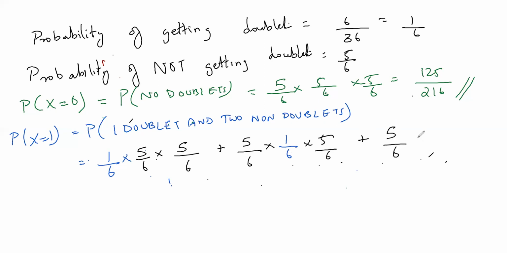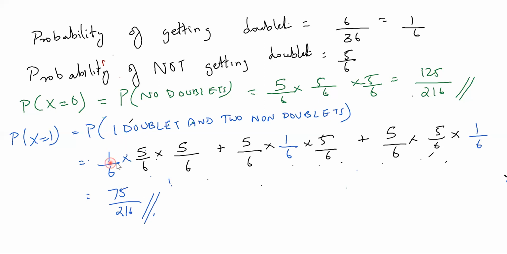First 2 throws, I'm getting a non-doublet. That is 5 by 6 into 5 by 6. And the last throw, I'm getting a doublet, so I'm getting 1 by 6 in the last one. Upon solving, we'll get 75 by 216. But again, the answer is not important for us. Where we are getting the doublets, this is more important.